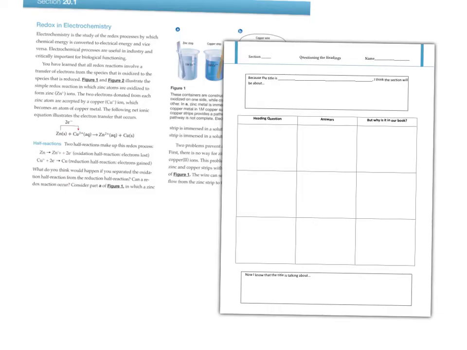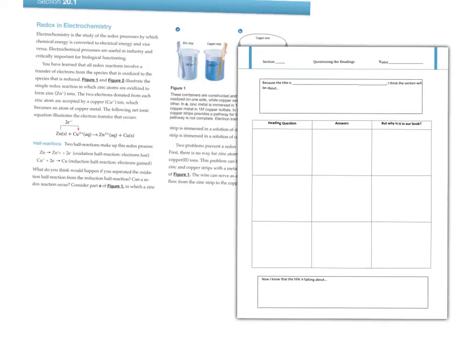Next, if you look down at the form, you'll notice that we have the section in the middle where we've got heading, question, answers, and but why is this in our book? Okay, so what we do now is before we read, we're going to skim through the section and look for these blue headings. Okay, now in your textbook it's a little goofy. We do not want the big blue ones, but we're looking for the smaller blue ones.